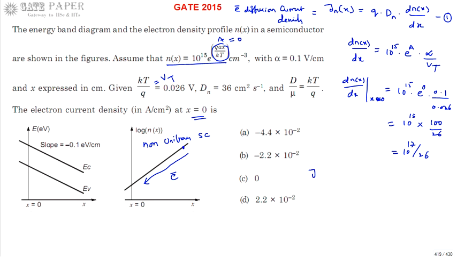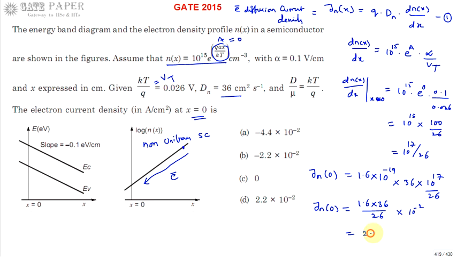Now substitute in equation 1. The q value is 1.6 into 10 power minus 19, Dn is given as 36 centimeter square per second, and dn of x by dx at x equal to 0 is 10 power 17 divided by 26. So Jn of 0 is equal to 1.6 into 36 divided by 26 into 10 power minus 2. The value is 2.21 into 10 power minus 2 ampere per centimeter square.